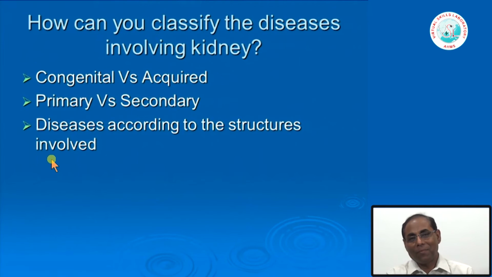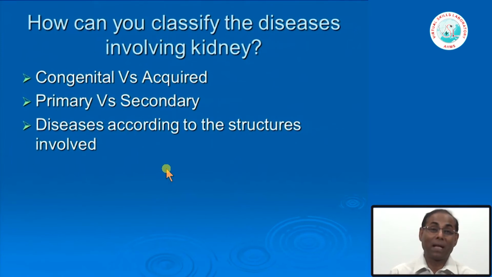Now when we think about diseases involving the kidney, what will be the simplistic way to classify these diseases from the pathological point of view and to remember them also? So one way to classify the group of diseases is to ask whether it is a congenital disease or an acquired disease. But the problem is that the term acquired is too broad. So it's very difficult, but in kidney also it is true. Some diseases are congenital and some diseases are acquired.